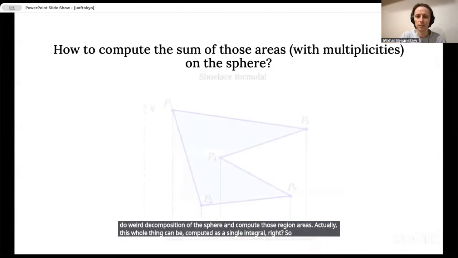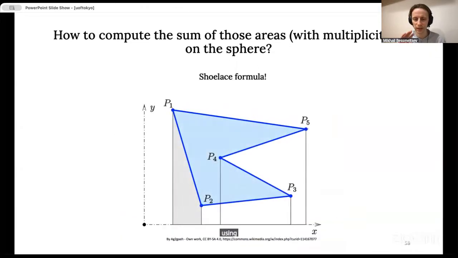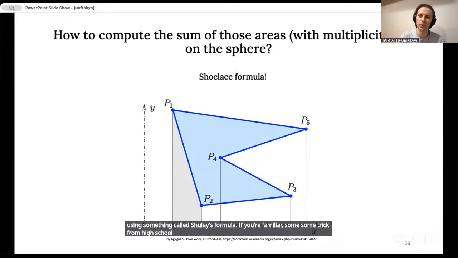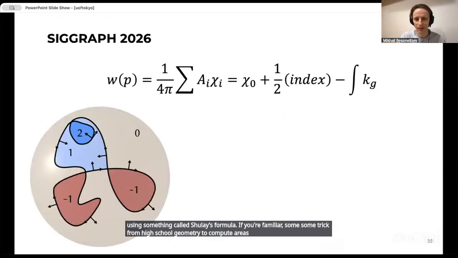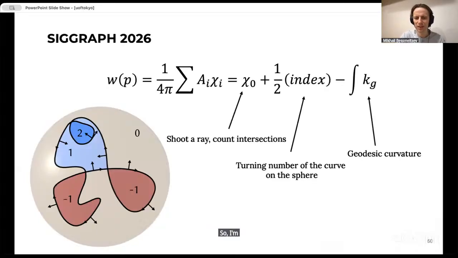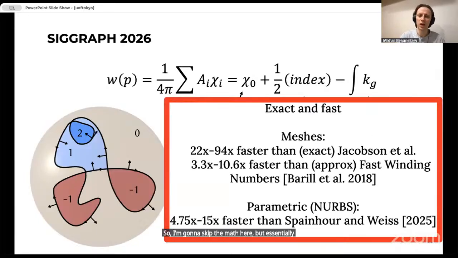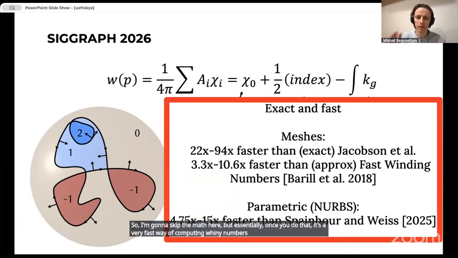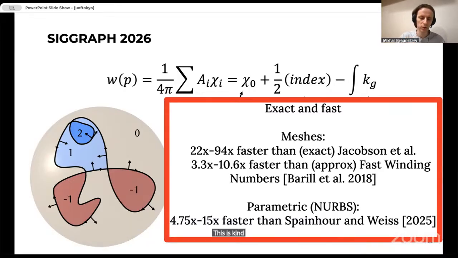Using something called the shoelace formula, if you're familiar, it's a trick from high school geometry to compute areas of polygons. I'm going to skip the math here, but essentially, once you do that, it's a very fast way of computing winding numbers, faster than everything before, and still exact, right? This is a nice trick that works on any geometry you can think of, wherever you can intersect rays with surfaces.